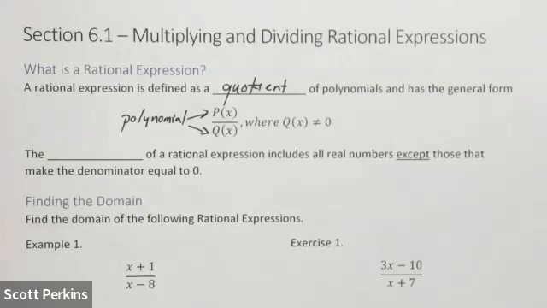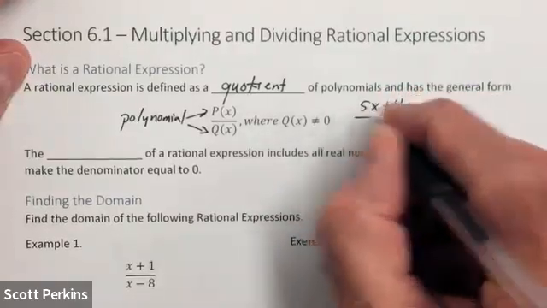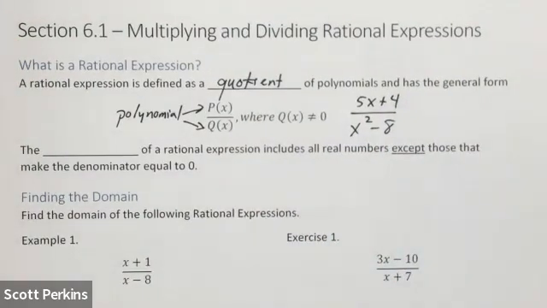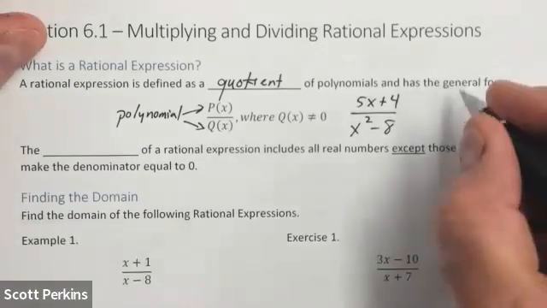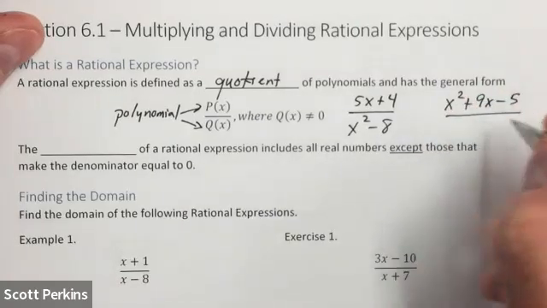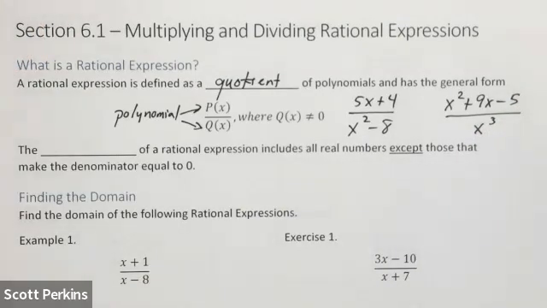So just a couple of examples of rational expressions just to kind of get your feet wet. If we have something like 5x plus 4 divided by x squared minus 8, okay, that's a rational expression. We've got a polynomial on the top, polynomial on the bottom. Here's another one. Let's say I have x squared plus 9x minus 5 divided by, let's just say x cubed, something like that. That is another example of a rational expression. And we could sit here all day, and you can see on the 4 pages that we have to go through today, there's lots of examples of rational expressions.